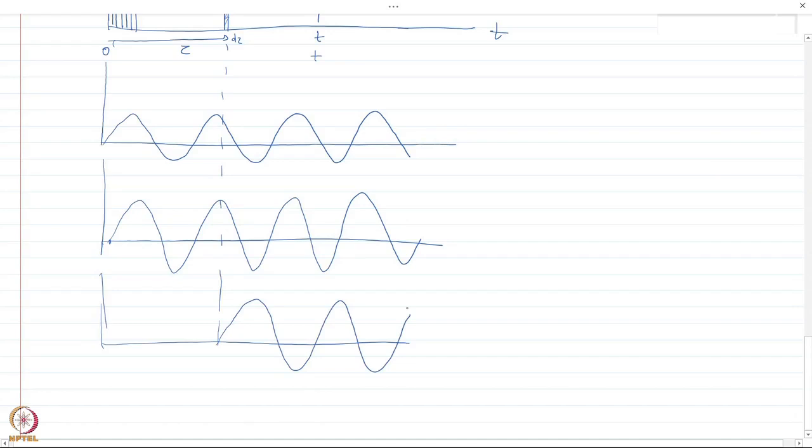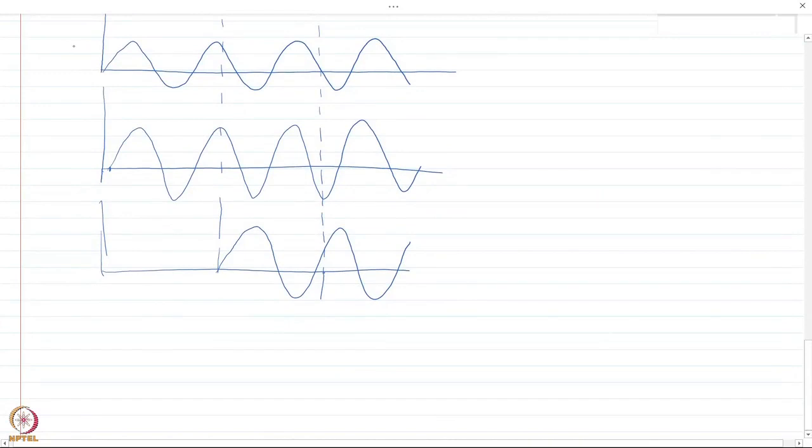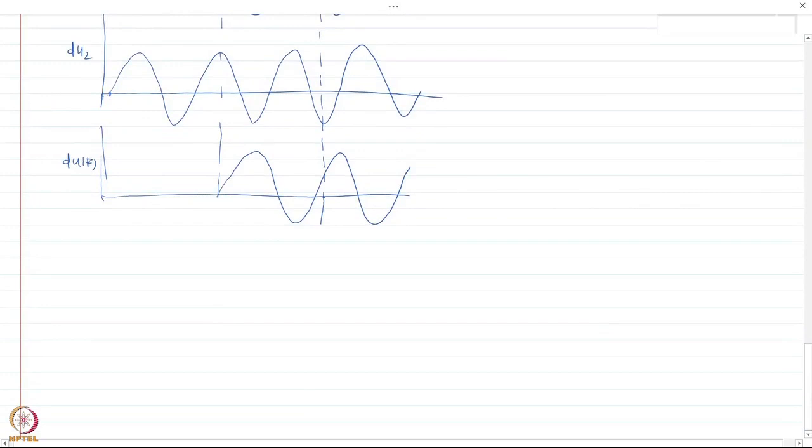And if I keep adding them, all the points till I get to this point, it will give me the total response. So this is let us say du1, du2, and so on. This is basically du at any time t. Or tau, let us call this du of t.